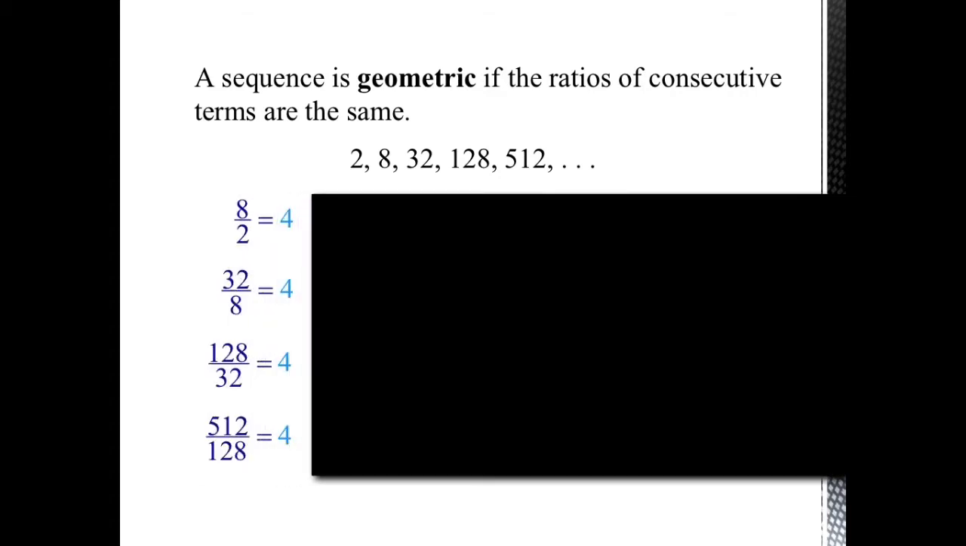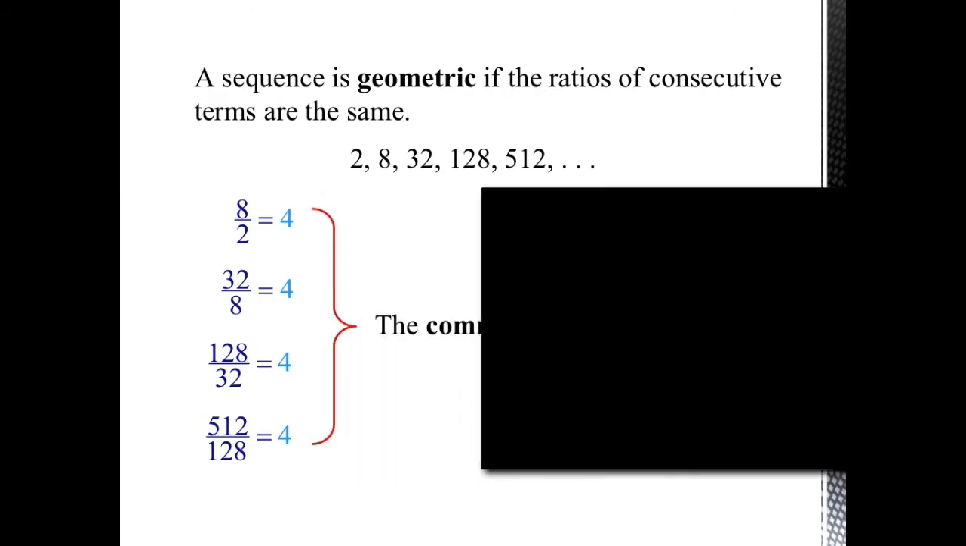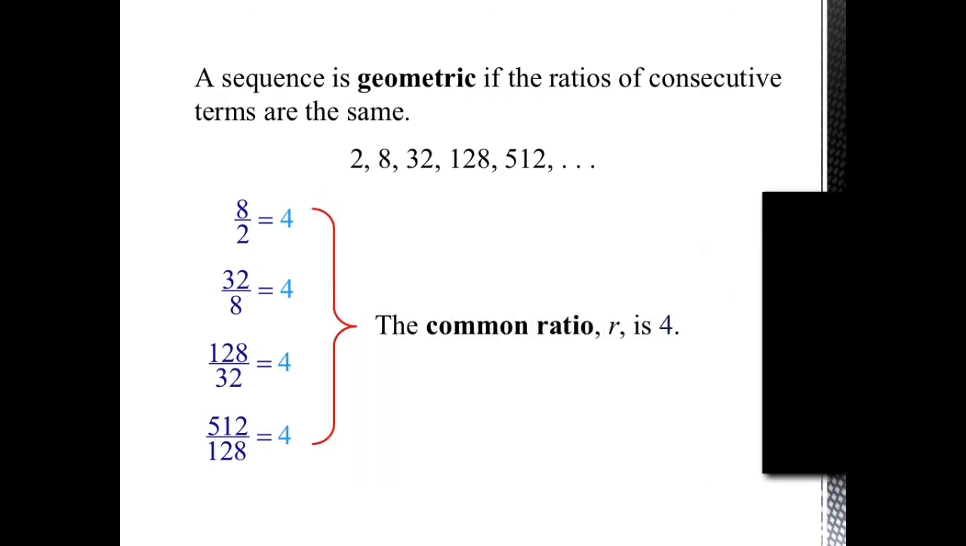Alright, so let's look at our ratios. If I divide 8 by 2, I get 4. Dividing 32 by 8 gives me 4. 128 by 32 is 4, and finally 512 over 128 is also 4. Since my ratio is always 4, then they are geometric, and the common ratio this time, not difference, common ratio, is 4.